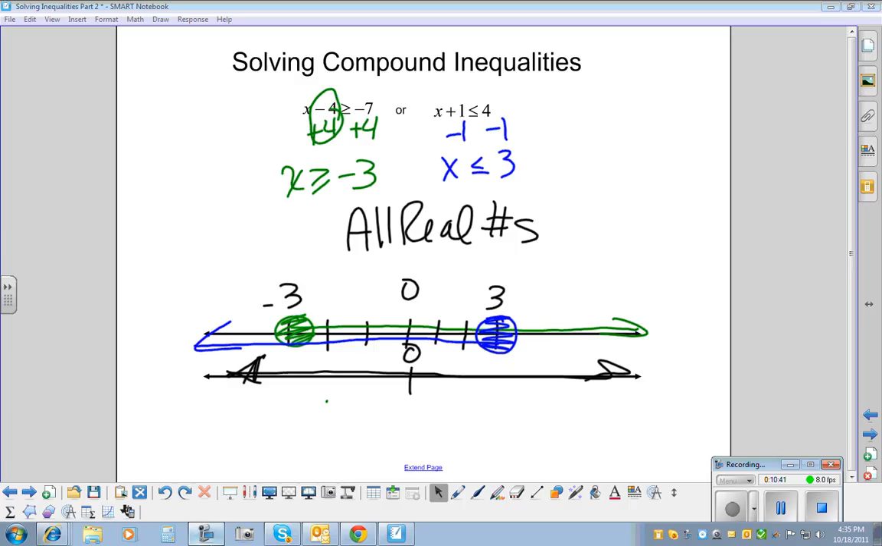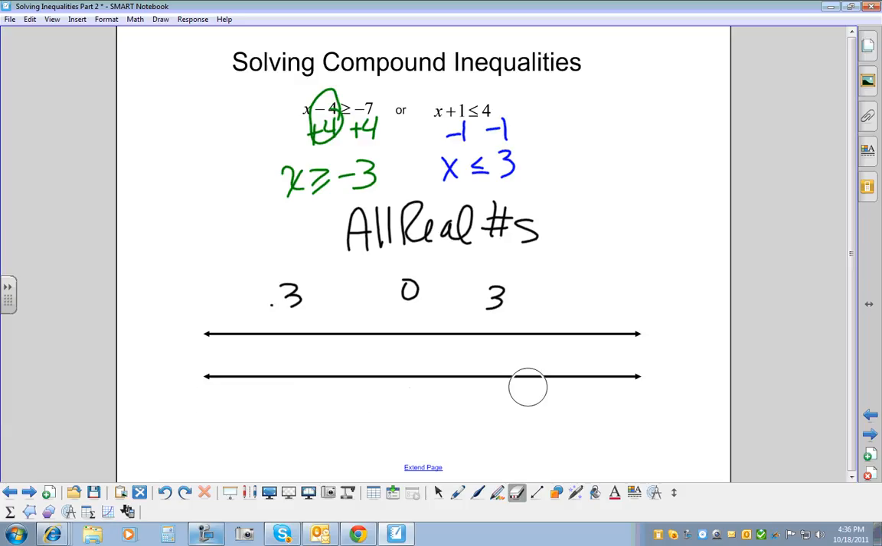Okay, so I'm going to back this up a little bit, and we're going to look at how this changes a bit if we were changing that or to an and. So if we do that, we would still solve the two inequalities, but we would write and between them.